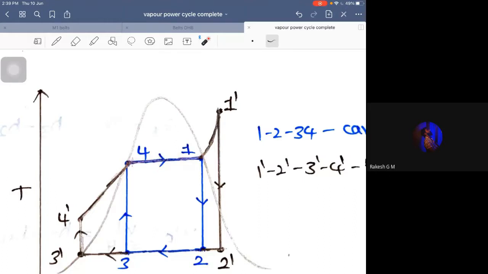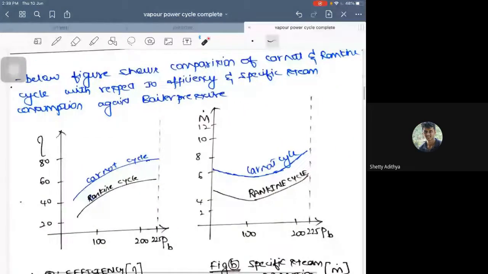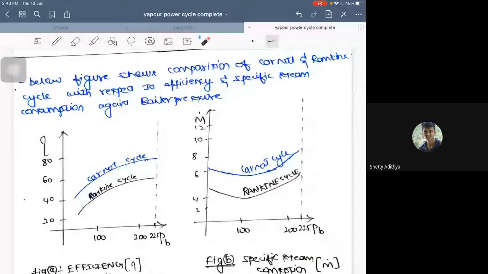But in the case of the Rankine cycle, which is in black color, you are adding heat in the economizer, in the boiler, and in the superheater. Thereby, you're adding heat in three different stages. Understood the difference between the Carnot and Rankine cycle, everyone? Any doubts, guys? No, sir. So just look at these figures, guys. They will give you a clear idea which cycle is better and where. These two figures give the comparison between the Carnot and Rankine cycle for different values of efficiencies against the boiler pressure.